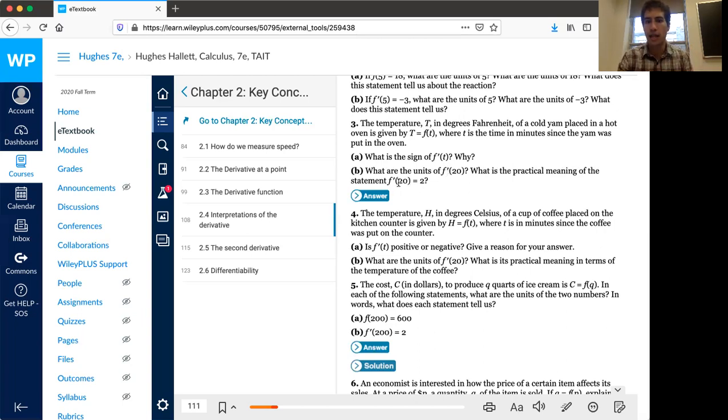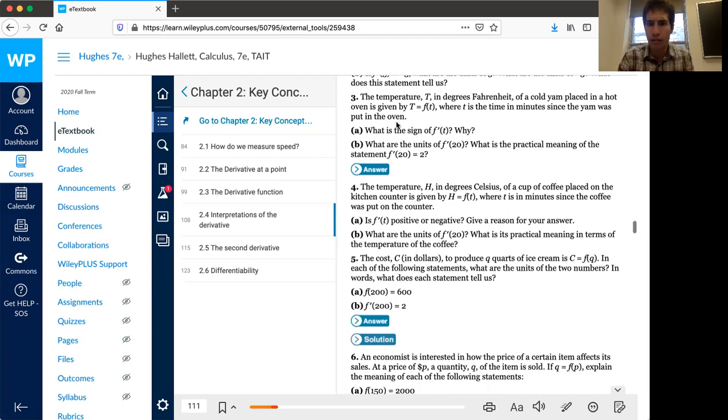And so the practical meaning of this statement that f prime of 20 equals 2 is that 20 minutes after you put this thing in the oven, the temperature is going to be increasing at a rate of 2 degrees per minute at that time. Okay, so that's number 3. So let's go to 4.